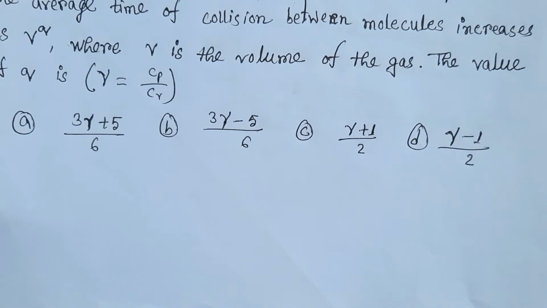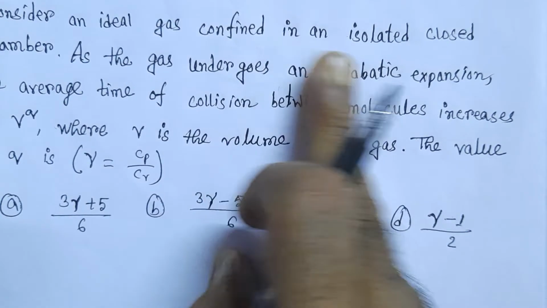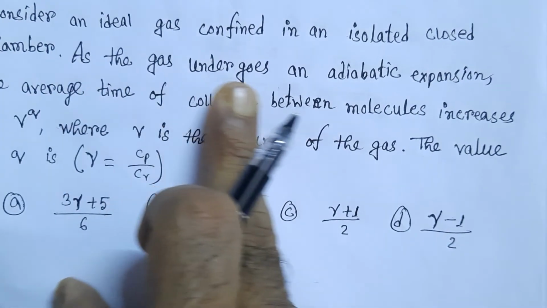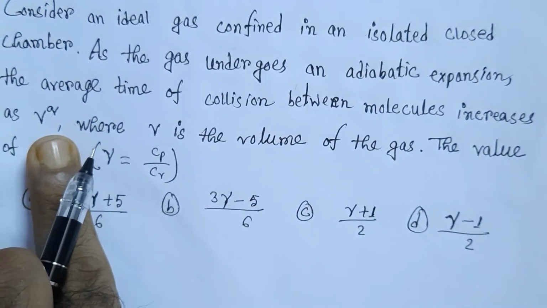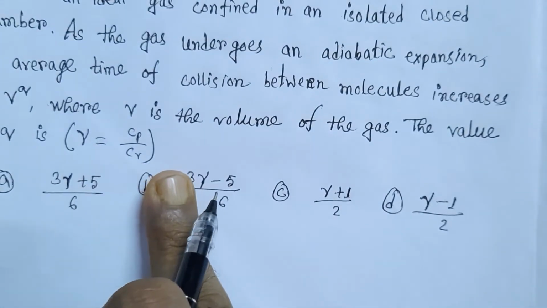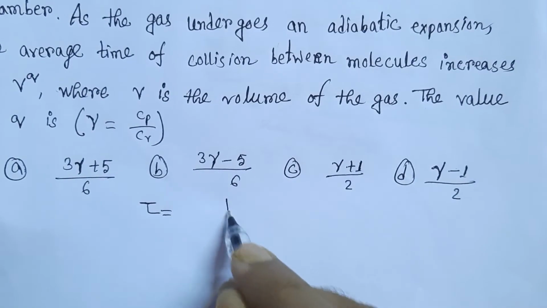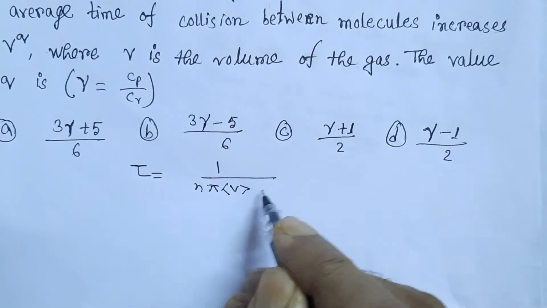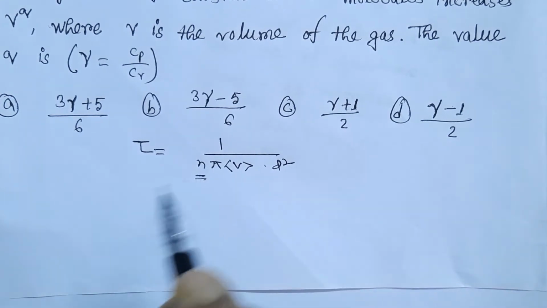Let us see question number 18. Consider an ideal gas confined in an isolated closed chamber. As the gas undergoes an adiabatic expansion, the average time of collision between molecules increases as V to the power Q, where V is the volume of the gas. The value of Q is, we know that the average time of collision tau equals 1 by n pi into V average into d square, where n is the number of molecules per unit volume.